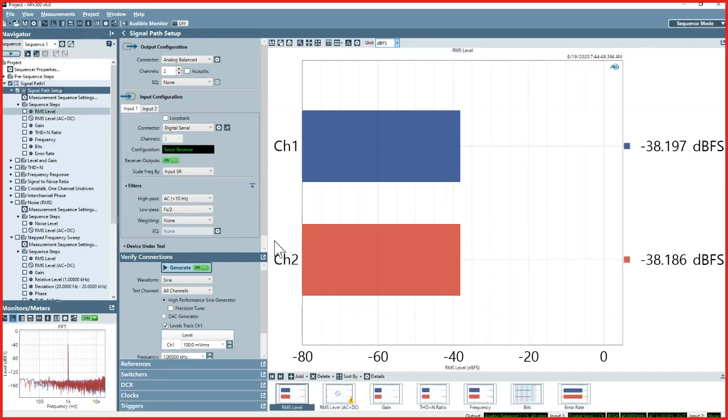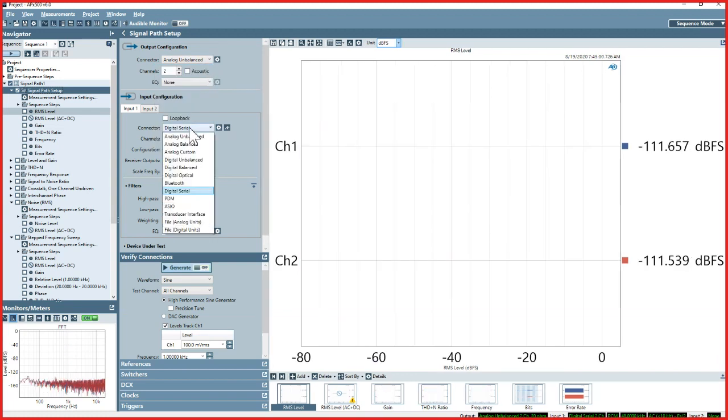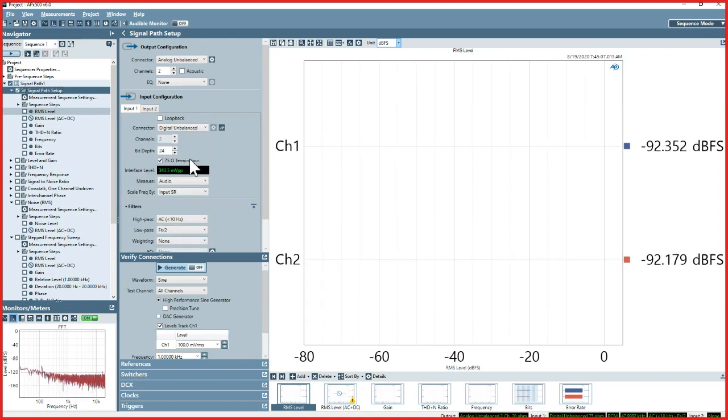All right, so the first thing I'm going to jump into is, let's take a look at our ADC. So I'm going to configure my output as analog unbalanced and my input as digital unbalanced. By the way, I'll just call your attention to one thing, which is that in S/PDIF or AES3, the transmitter controls the sample rate. So in this case, the transmitter is the device under test.